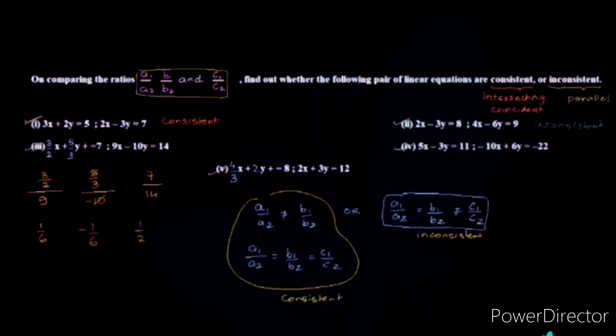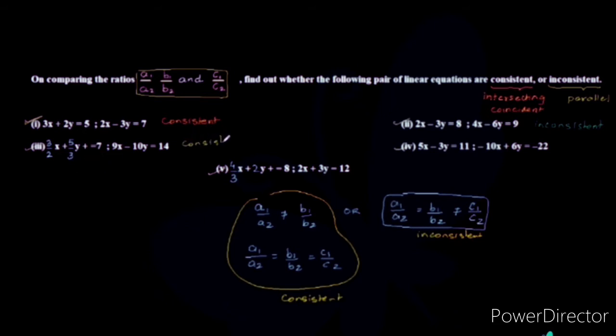What do we see, guys? Yes, a1 upon a2 is not equal to b1 upon b2. Just that. There is no need now to look further at c1 upon c2. If this is fulfilled, that is, a1 upon a2 is not equal to b1 upon b2, I think you know what would happen. Yes, in this case the lines are intersecting, therefore the system is consistent.